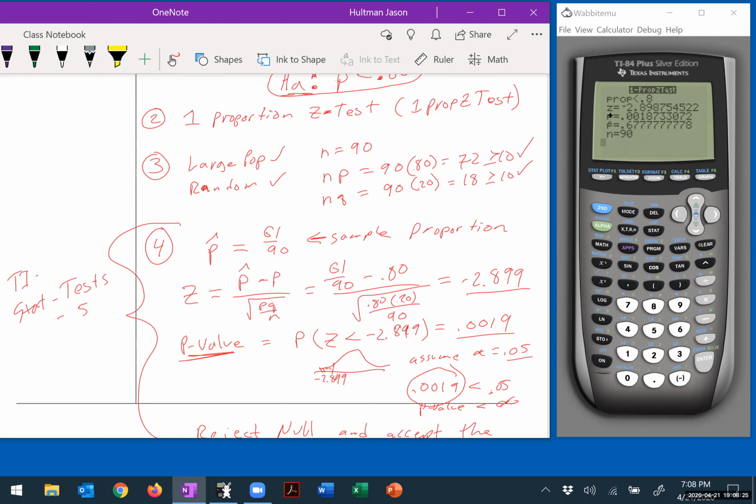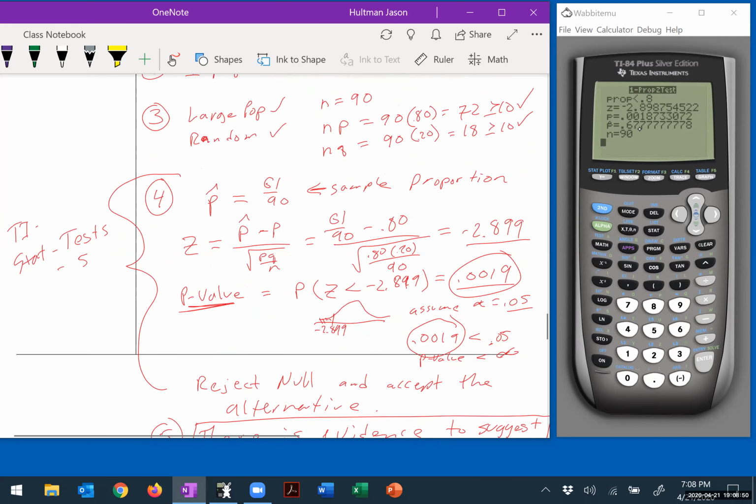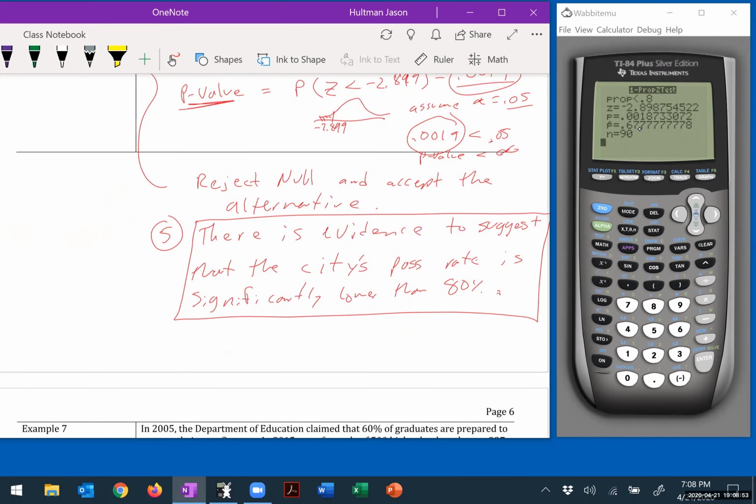So again, the P value is that P score that it's giving me. Given that information, the calculator is going to go through all of these computations, and it's going to give me the P value that I'm looking for. And then I compare it against my alpha, and I come up with a conclusion. You come up with a conclusion.